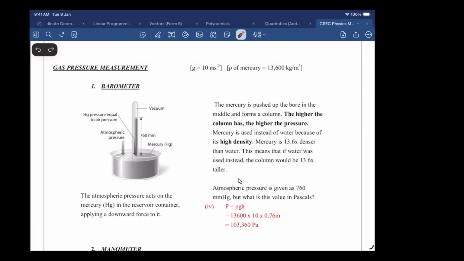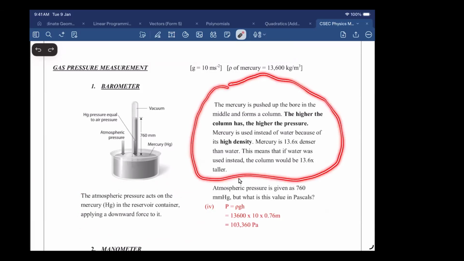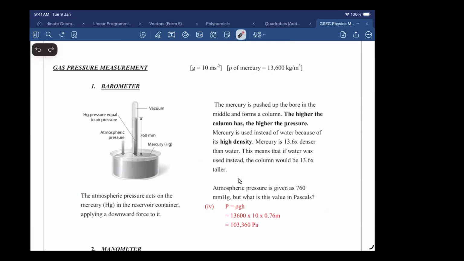The atmospheric pressure acts on the mercury in the reservoir container, applying a downward force to it. The mercury is pushed up the bore in the middle and forms a column. The higher the column, the higher the pressure. Mercury is used instead of water because of its high density. Mercury is 13.6 times denser than water. This means that if water was used instead, the column would be 13.6 times taller.